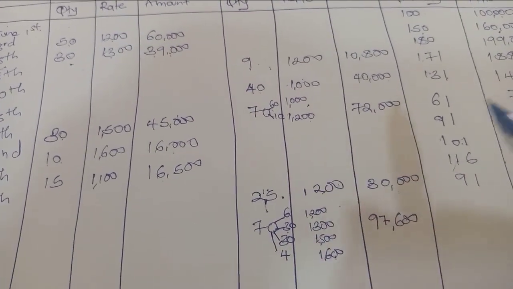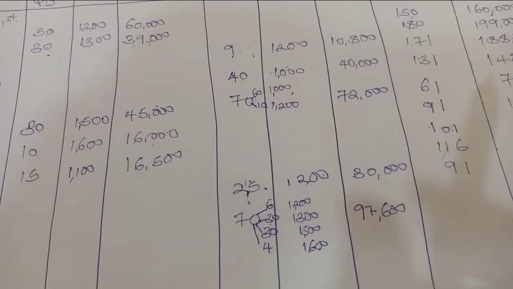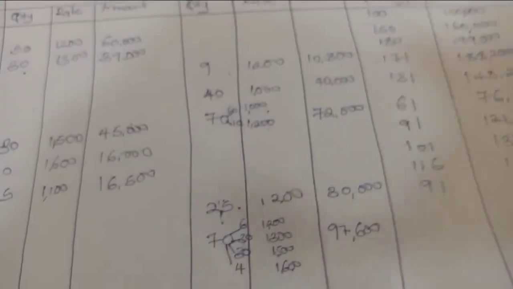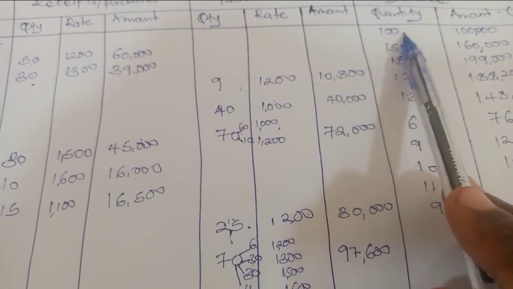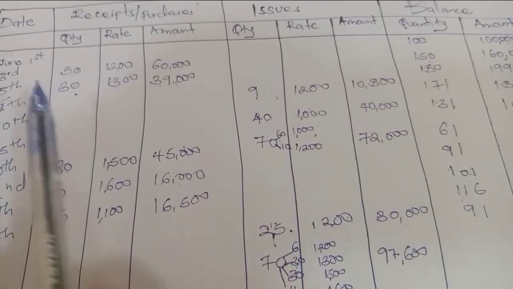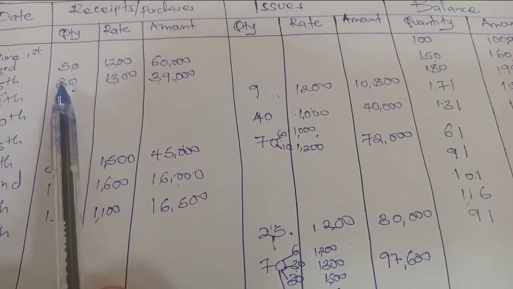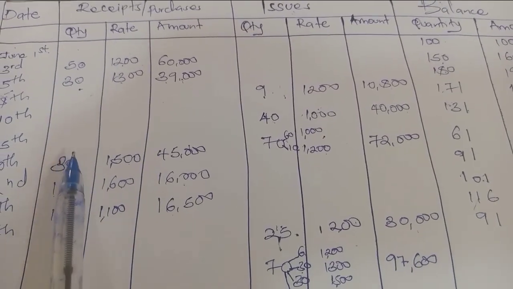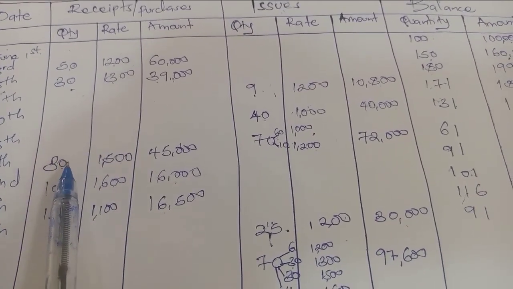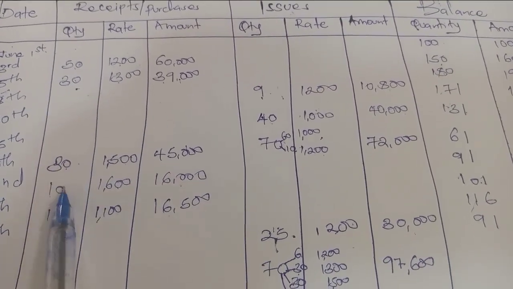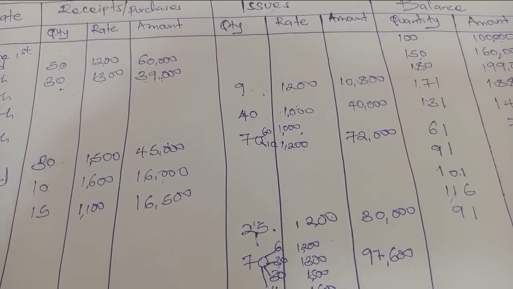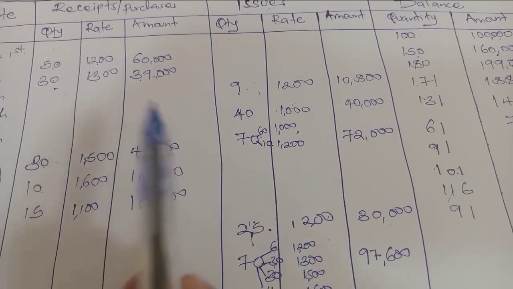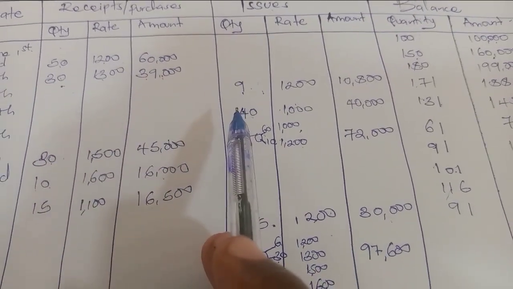Like what was in the store first will be issued out first. Like we first issued out the 100, then after the 100 we went to the 50, we went to the 30, we went to this 30, then we went to the 10. What was in the store first will be issued out first. That is the first in, first out.